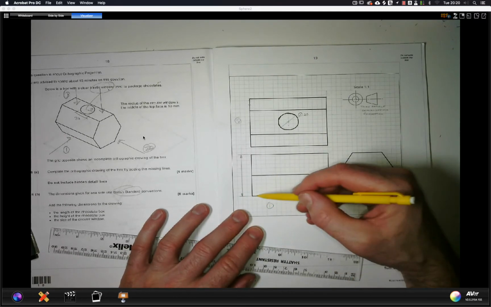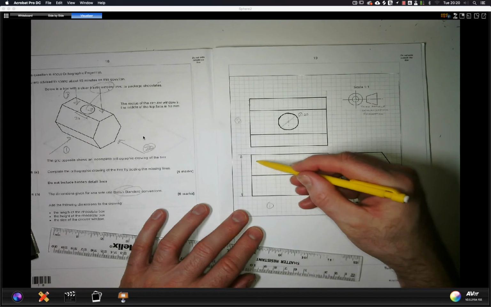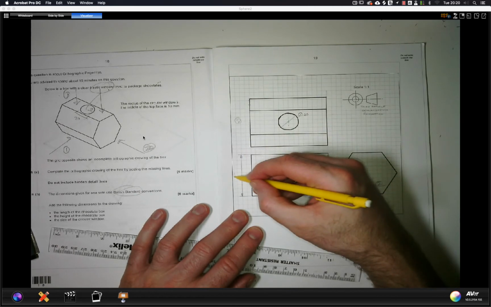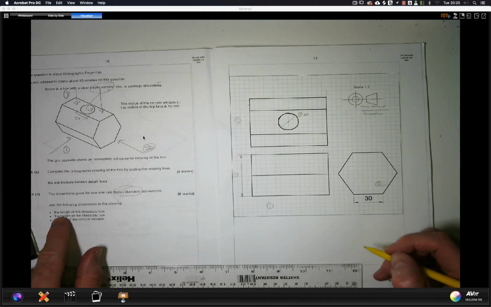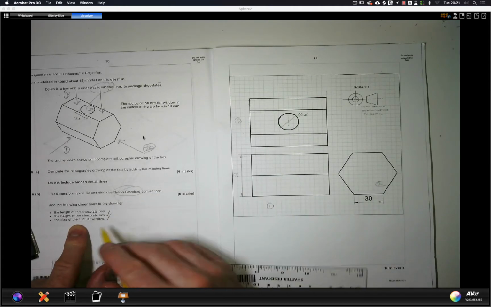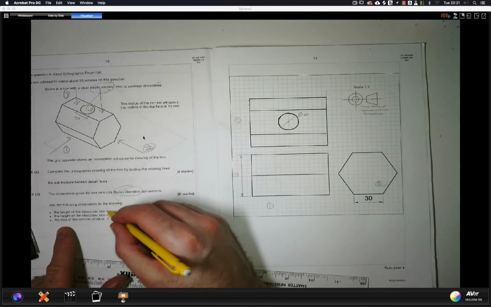So let's work it out. So we've got 5, 10, 15, 20, 25, 30, 35, 40, 45, 50. It's not quite halfway, which would be 2.5, so it must be 52. Okay. The length of the chocolate box, the height of the chocolate box, we've done that. The size of the circular window, we've done that. This is a specification. I always think it's worth ticking them off. The length of the chocolate box.